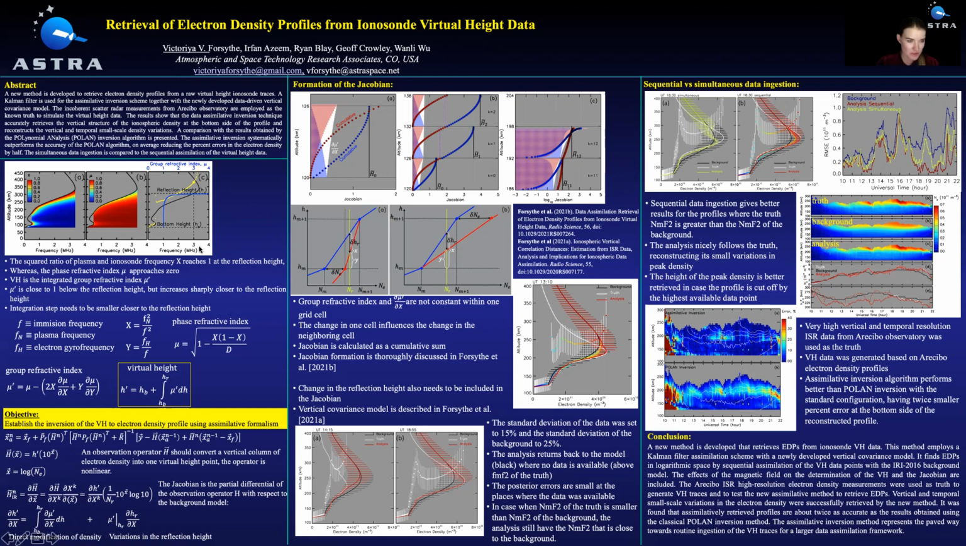For a particular ionosonde frequency of 3 megahertz, for this profile, I'm showing the group refractive index mu prime with the blue line. You see that it's very close to 1 below the reflection height, and then when it reaches the reflection height, it increases really sharply. So the integration step needs to be very small when we approach the reflection height.